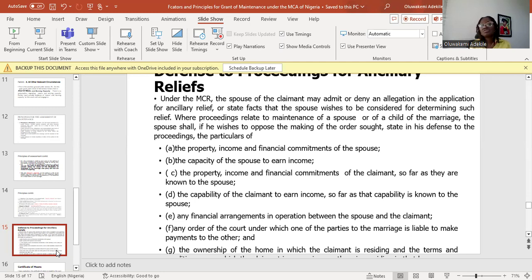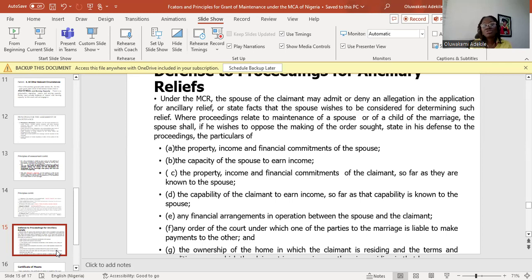Where proceedings relate to maintenance of a spouse or of a child of the marriage, the spouse shall, if so minded to oppose the making of the order sought, state in his defense to the proceedings the particulars of the property, income, and financial commitments of the spouse, the capacity of the spouse to earn income, the property, income, and financial commitments as they are known to the spouse, financial arrangements between the spouses and the claimant, any order of the court under which one of the parties to the marriage is liable to make payments to the other, the ownership of the home in which the claimant is residing, and the terms of that residence.